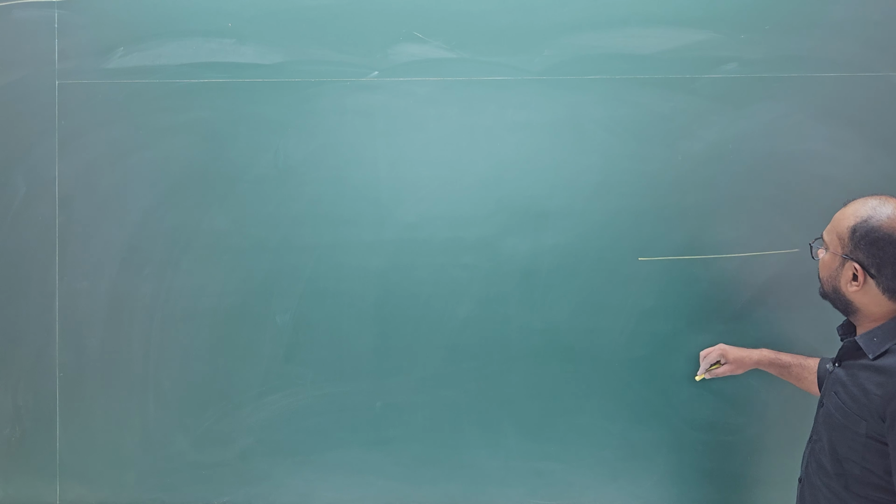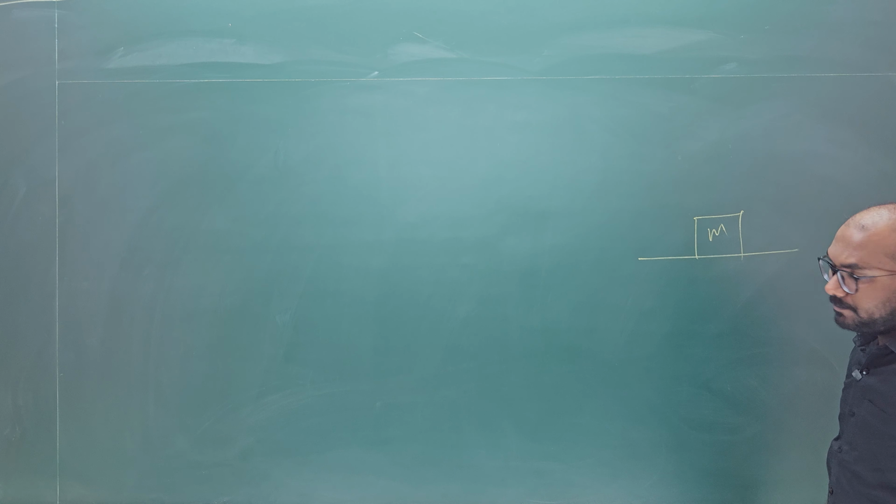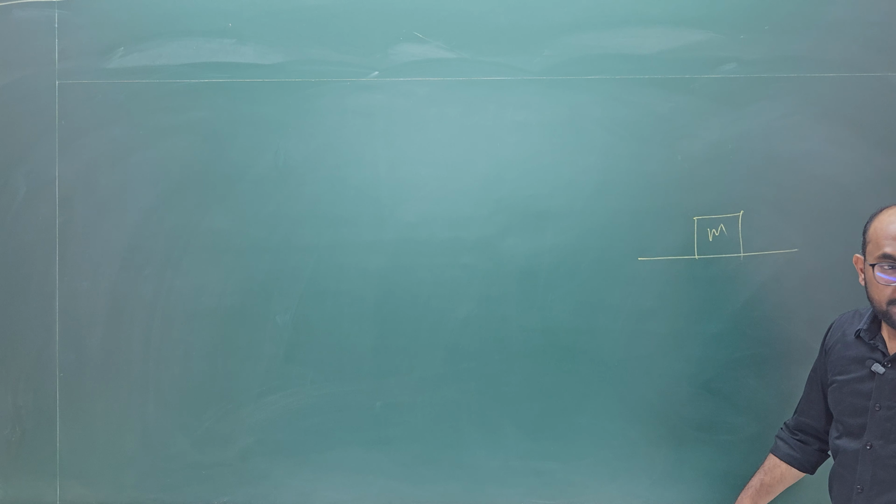For example, a body of mass m is kept on a surface. mg is acting in the downward direction and normal is acting in the upward direction. Normal is yes equal to mg. Normal is equal to what? mg. That is true. But these two forces do not come under the action reaction pair. They are not an action reaction pair. Let us try to understand that.